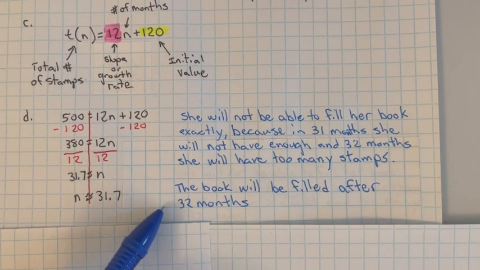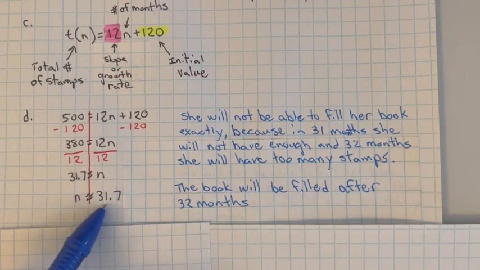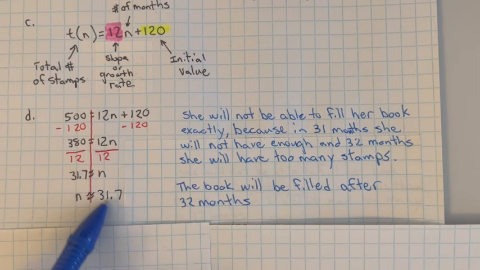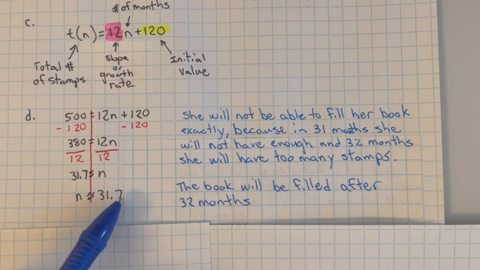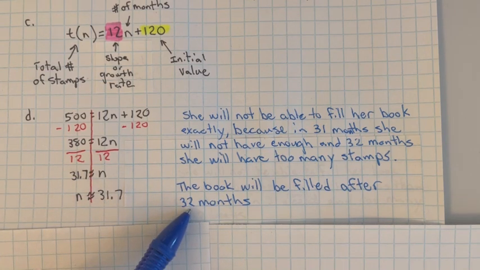And the last part, when will the book be filled? The book will be filled after 32 months. Again, because 31.7 is 500, but she only gets stamps every month. So you have to round up to the next month, which is 32 months.